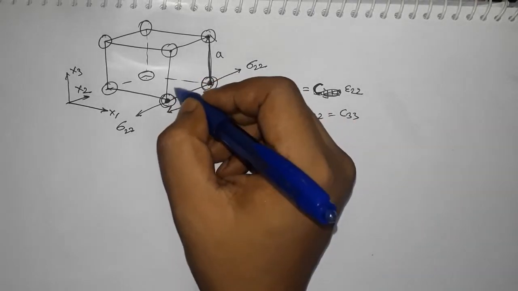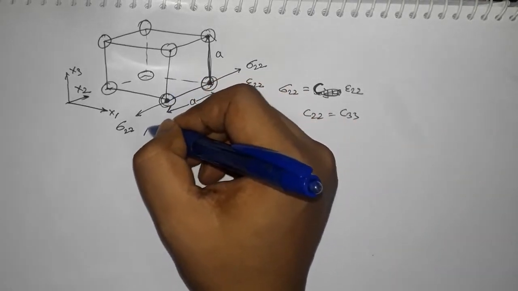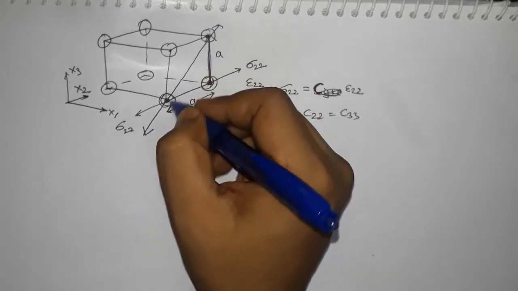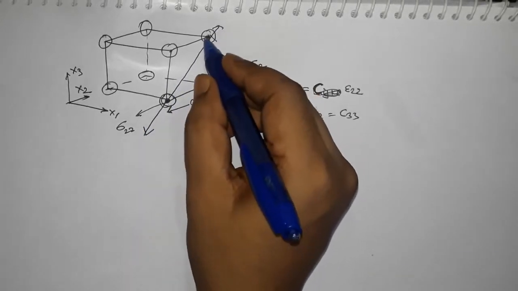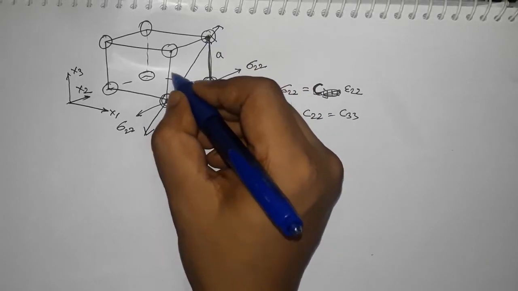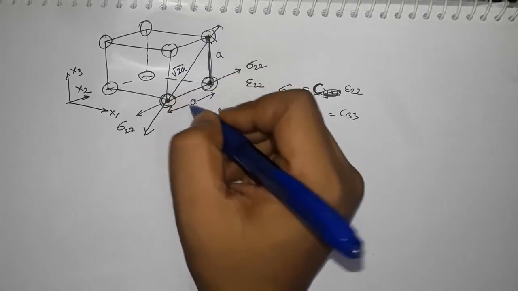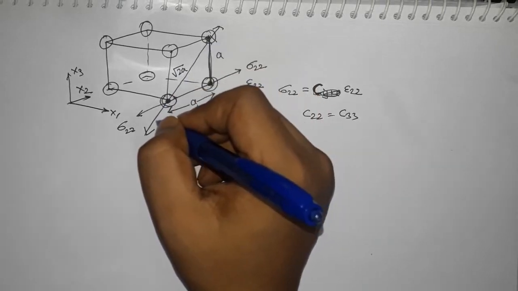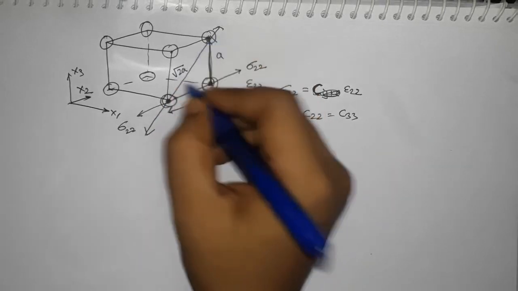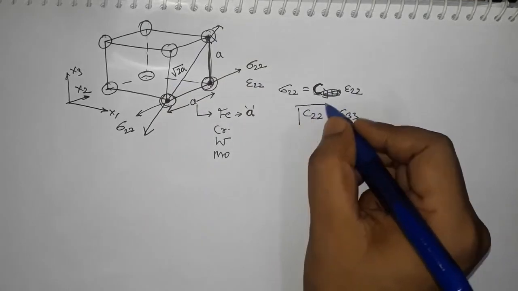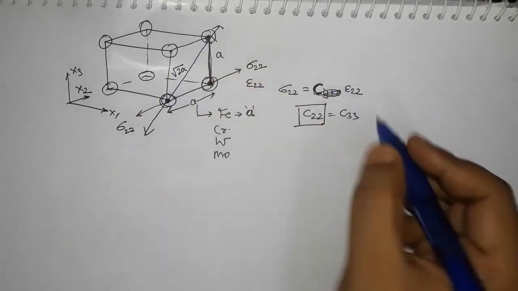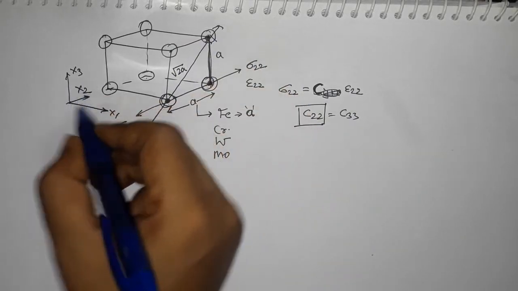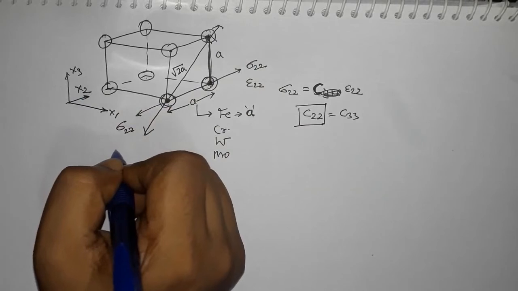But what about if you try to apply a force, a stress, in this direction? So here this distance is not a, this is root 2a, right? This is root 2a. So in this case the value of C will not be the same. So in the shear direction, this will be a shear direction if we have this coordinate system.